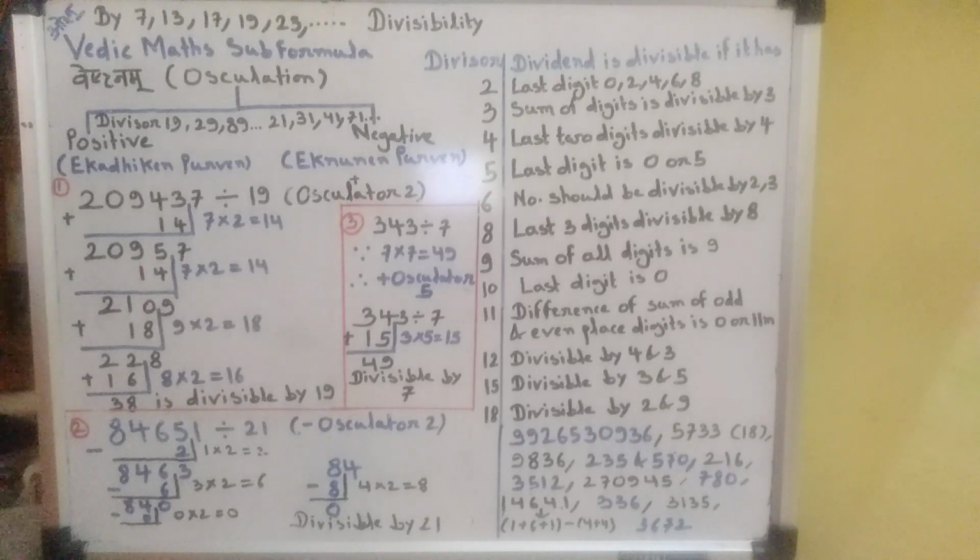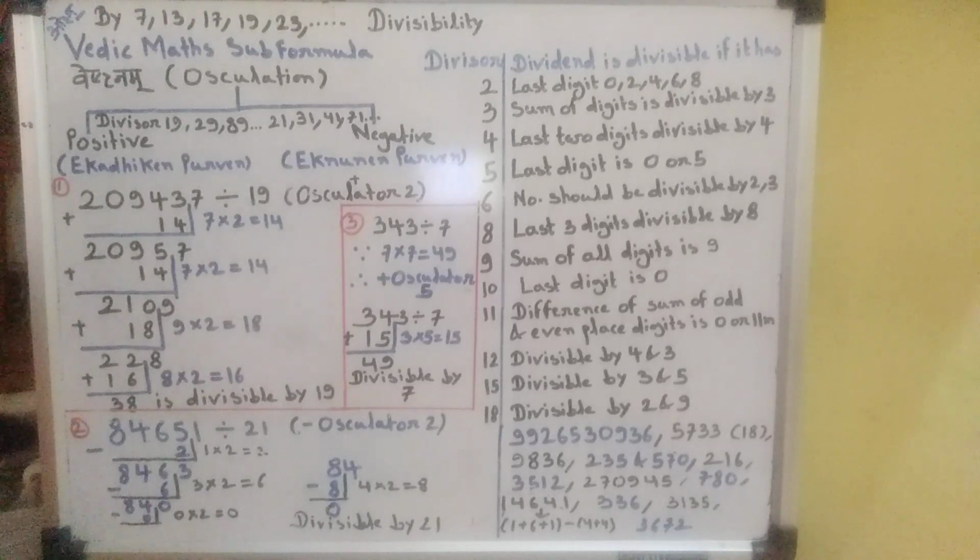To check whether a number is divisible by 9, the sum of digits of the dividend should be divisible by 9. We take one example here, 270945. If we take the sum of all digits, 2 plus 7 is 9, 4 plus 5 is 9, 0 plus 9 is 9. So the sum of all digits is 27 here. And 27 is again 2 plus 7 equal to 9. So the number is divisible by 9. The divisibility rule for 10 is that the last digit of the dividend should be 0. For example, 780 is divisible by 10.